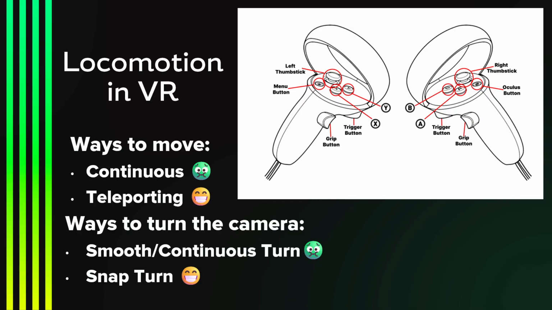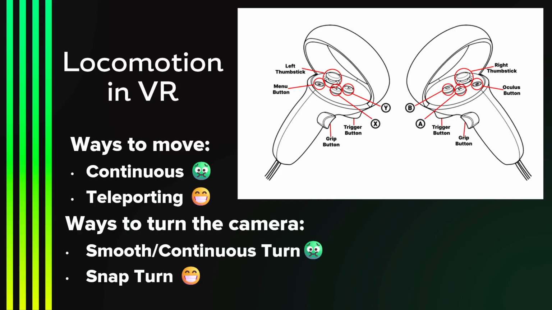And in terms of turning the camera, that is what you use the right thumbstick for. There's generally two ways to do this: smooth turn, or smooth continuous turn, and snap turn.